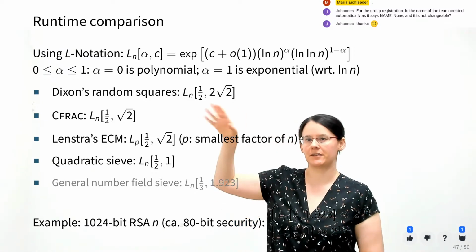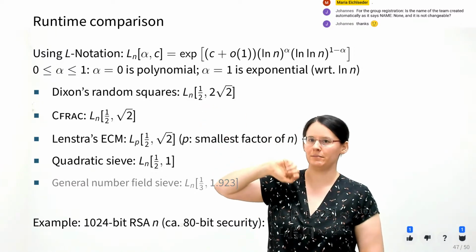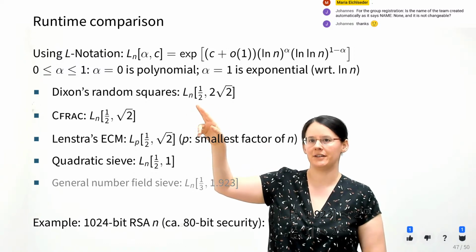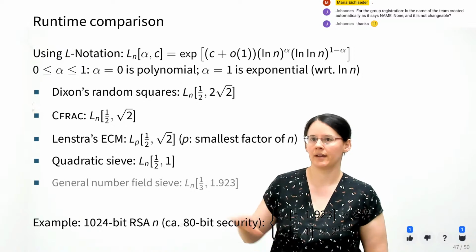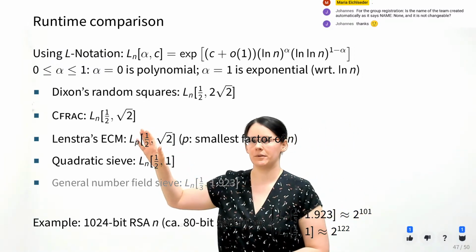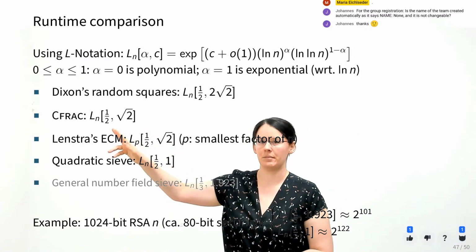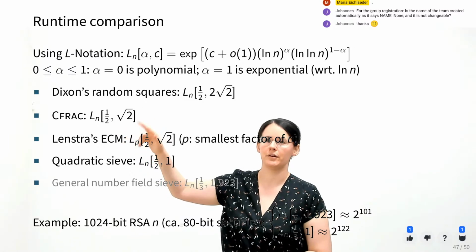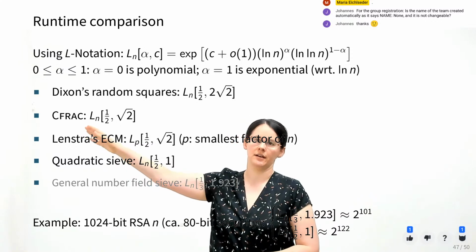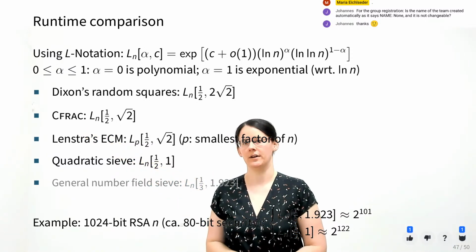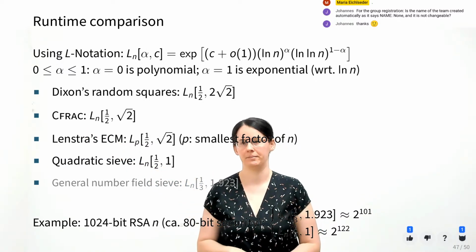So what we see here is that the basic random squares algorithm can be shown to have parameters 1/2 and 2 times square root of 2. CFRAC is quite a bit faster because it has the same alpha but half the constant. So CFRAC is the continued fractions trick that we saw as the third factoring algorithm.